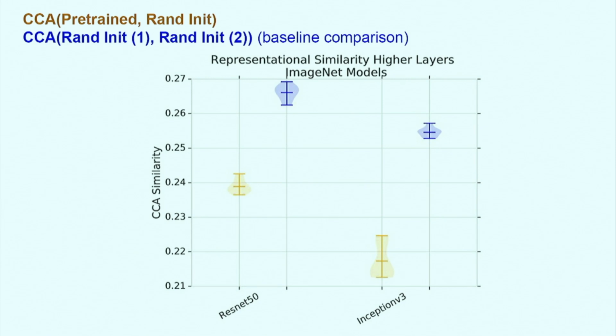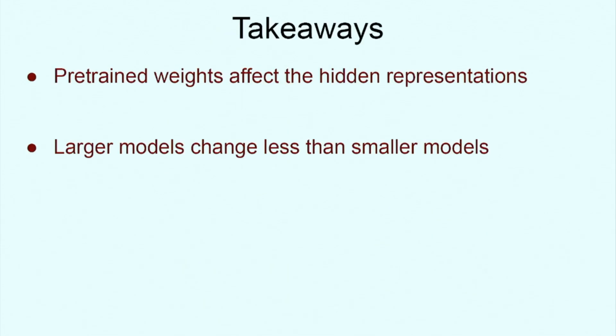Well, here along the x-axis are two different architectures we tested this out on, and on the y-axis is a scaling of how similar these representations are. So what we see is that representations between pre-trained networks and networks from random initialization are clearly smaller than the similarity of representations all trained from random initialization. So in summary, pre-trained weights are affecting the hidden representations.